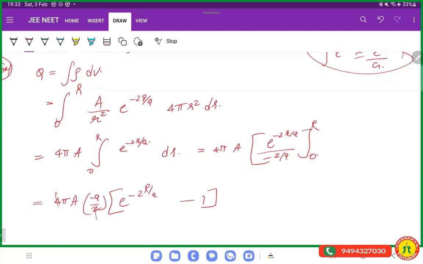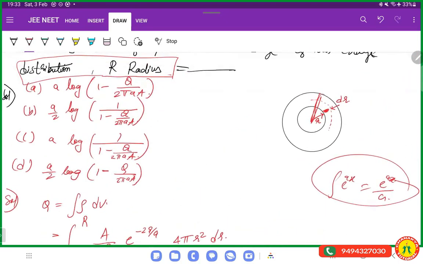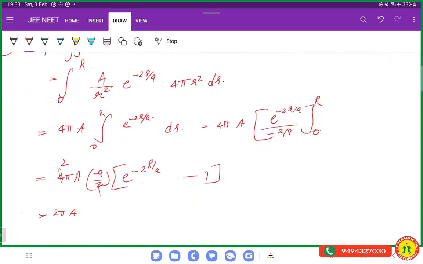And this 2 and this 4 will get cancelled. So we are left with minus. If we send this inside, it will become 2 pi a. What option we have? Okay, we need to bring out r. 1 minus e to the power minus 2 r by a. So to bring out this one, we need to use log 1. So this will be division. This will go in division.